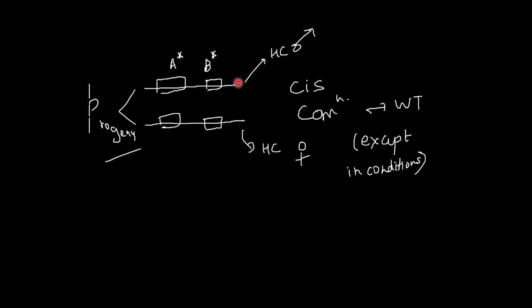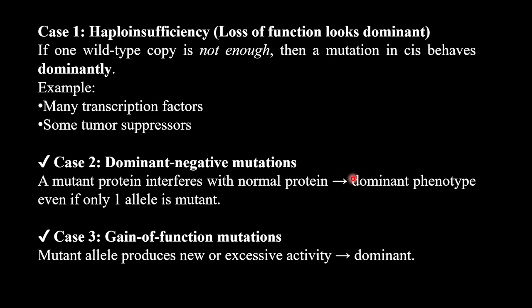This is the cis complementation, and in the majority of cases you will get the wild type phenotype because the progeny will get a good copy of all the genes from one of its homologous chromosomes, or you can say, the homologous chromosome of one of its parents. So this is cis complementation. There are some exceptional cases which I can tell you here. There is haploinsufficiency. When the one wild type copy is not enough, then a mutation in cis behaves dominantly. In that case, you can get the mutant phenotype.